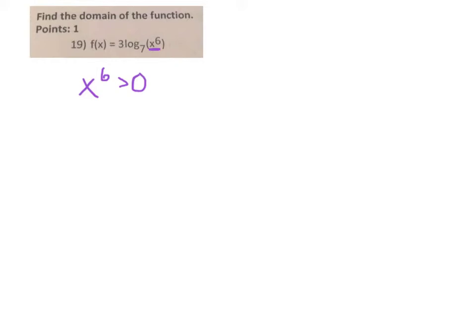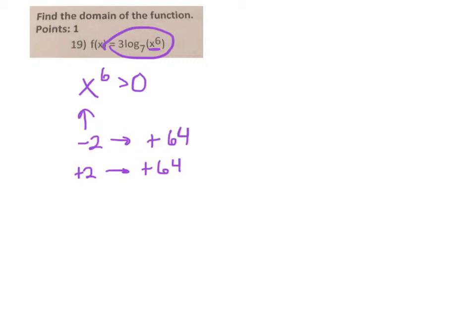So we could graph this whole thing if we wanted to and try to find the domain, or we could graph x to the 6th and try to see where that's greater than 0. What I would do is think about this. If you plug in negative numbers into x to the 6th power, like -2, it becomes a positive because you're raising it to the 6th power. 2 to the 6th power is positive 64. And obviously if we plug in a positive number, that would also give us a positive number.